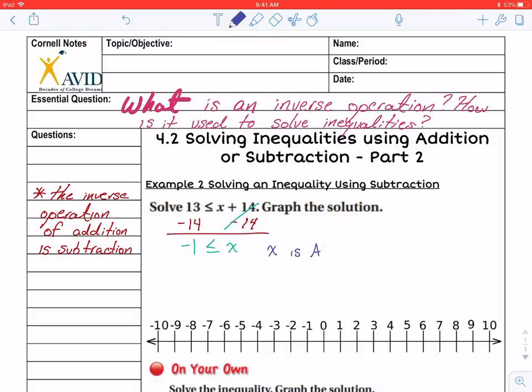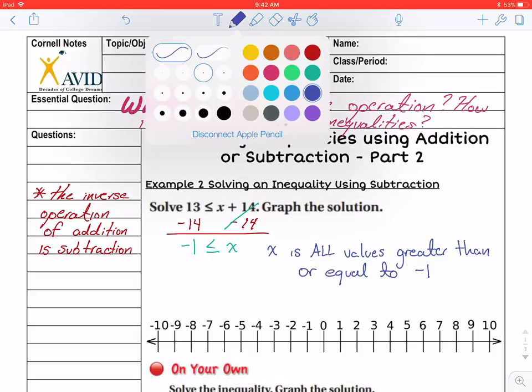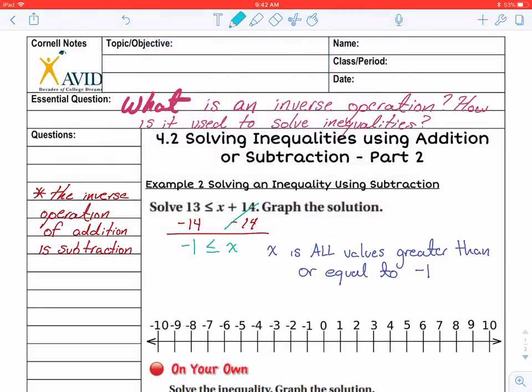X is all values greater than or equal to negative 1. So x isn't just negative 1, it's not just negative 2, it's all values greater than or equal to negative 1. So, we're going to need to represent that.